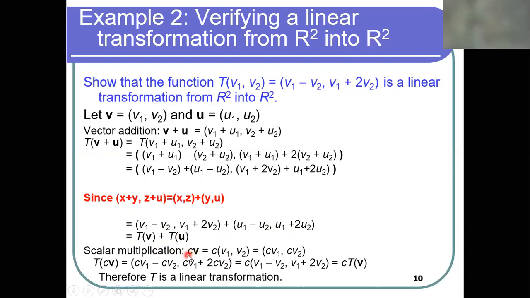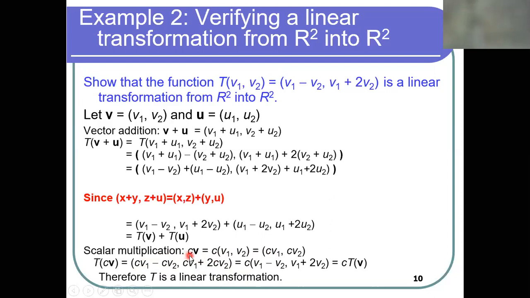The second one is I take a scalar with v. Scalar times v is c of v1 comma c of v2, transformation of c times v. I just apply the transformation, and this is equivalent to c v1 minus c v2 comma c v1 plus 2 c v2. I take c common from this whole. Here I just use my definition, and apply T on this one, on this one, on this.